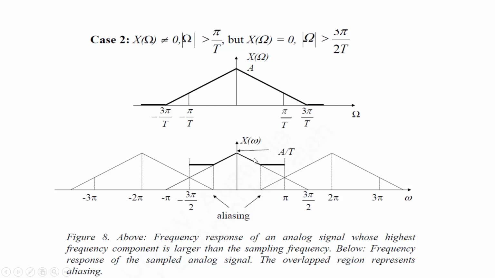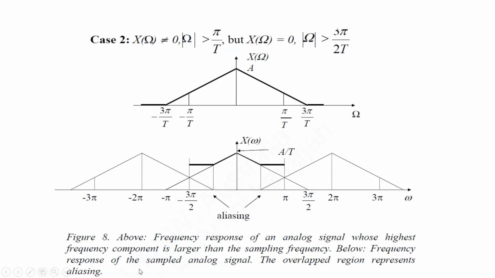In this case, the overlapping of the signals will take place. Overlapping of the signal, because this analog signal is extending beyond minus pi by T and pi by capital T, and the digital spectrum has to repeat. Now the repetitive portion of the spectra will overlap with the consecutive replicas. Therefore, this is known as aliasing, the frequency response of an analog signal whose highest frequency component is larger than the sampling frequency.